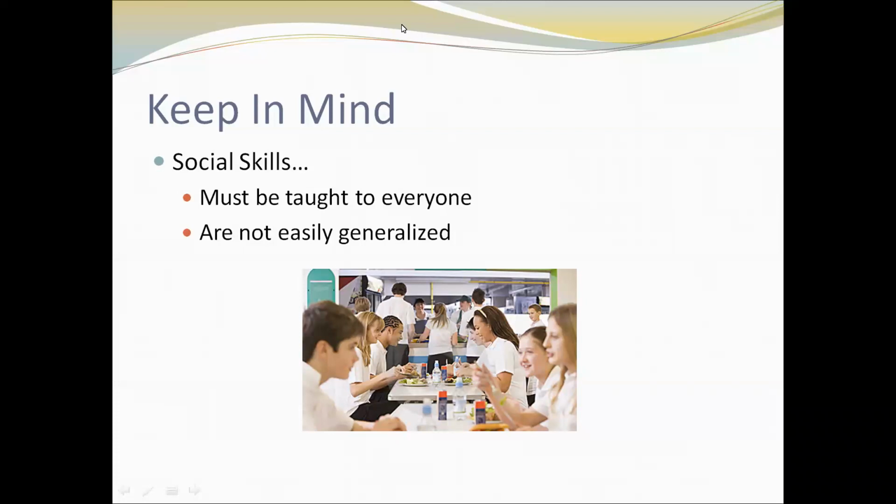Social skills need to be taught across a variety of settings and with multiple individuals. This helps to ensure that skills continue in the future in new settings and with new people. And that's what we commonly call generalization. We want to make sure it doesn't just happen in the environment that we teach it in, but that it generalizes to other settings as well.